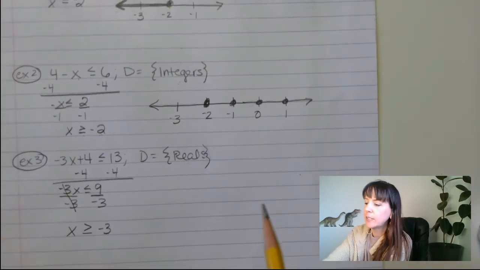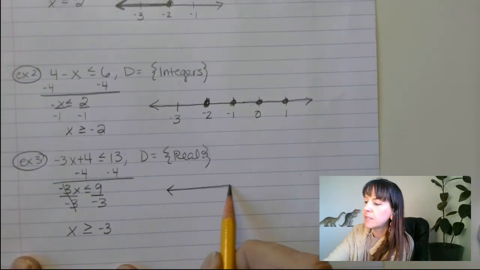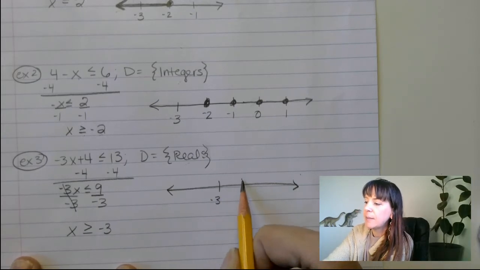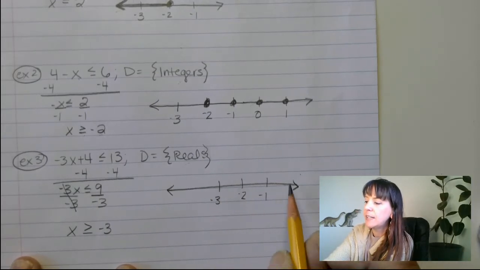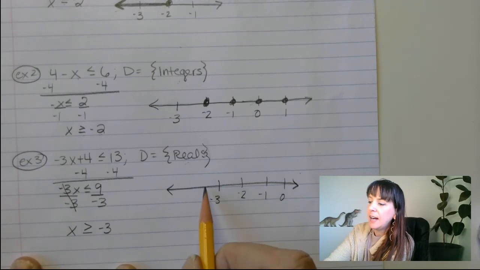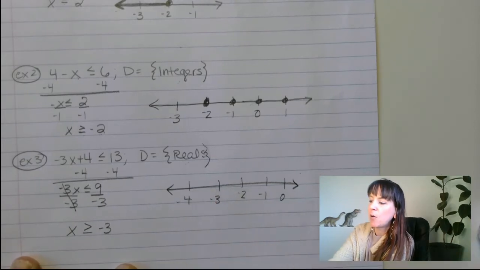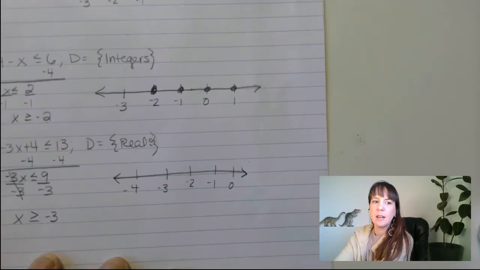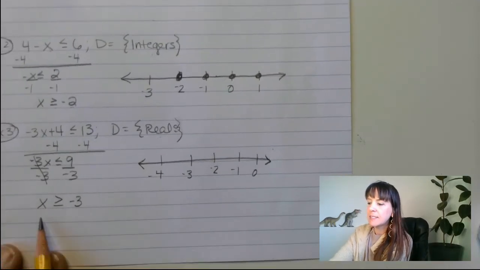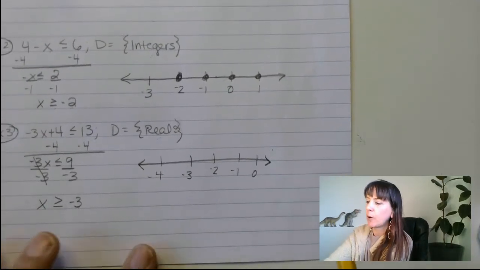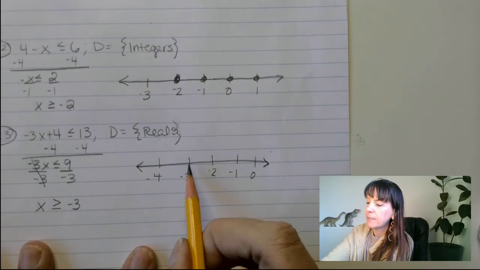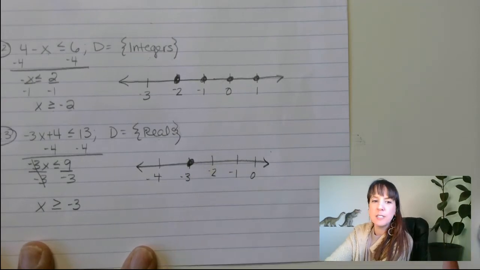Again, we're doing all real numbers, so we're going to give our context here. We're going to do -3 right in the middle, then -2, -1, 0, and then -4. You don't have to put too many here, but I think it's helpful. So x is greater than or equal to -3, I'm sorry. It's a closed circle because it's equal to.